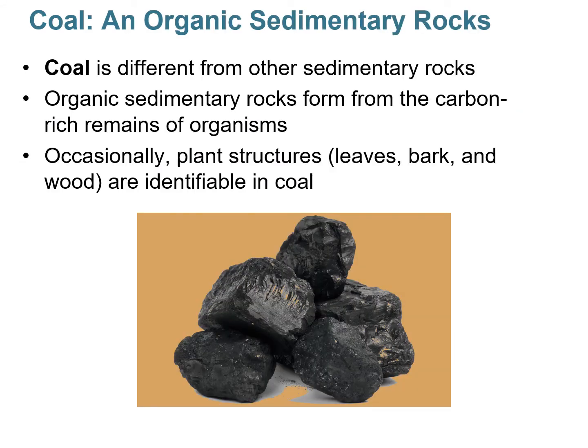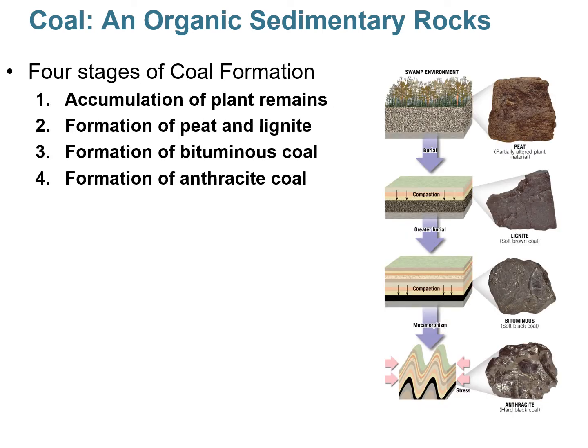Okay, the last type of sedimentary rock is coal, and it's kind of in a league of its own. Coal's different from all the other sedimentary rocks. They form from the carbon-rich remains of organisms. So a lot of times in coal, you can see plant structures or leaves or bark and wood. That's all identifiable in coal. You can see it pictured here. Okay, and it forms in 4 stages. Here they are. They form in swamp environments.